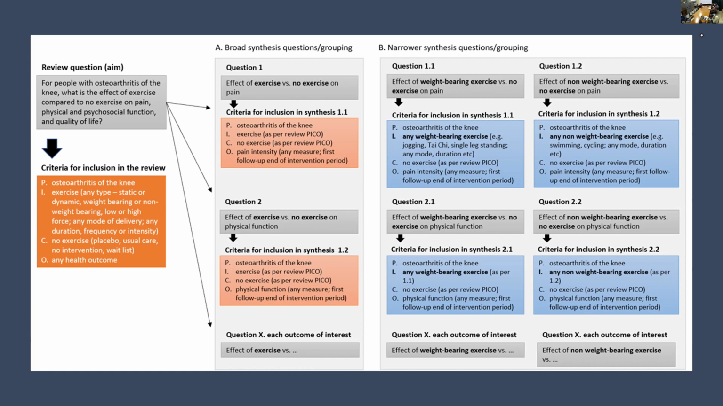The narrower you go, the more questions you're likely to answer. But the problem with that is that you may not have studies that can tell you that. You may just have one study, which is as good as not having one. Not really a review if you're looking at that. Just highlighting the difference between what a review PICO is and what a synthesis PICO is from this.